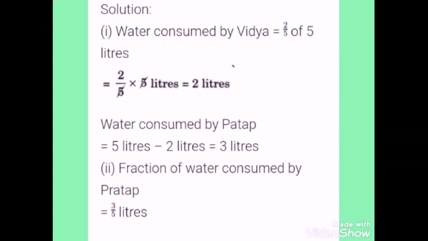So initially they had 5 liters of water. Of that, Vidya consumed 2 liters. So the water consumed by Pratap will be 5 liters minus 2 liters, which is equal to 3 liters.